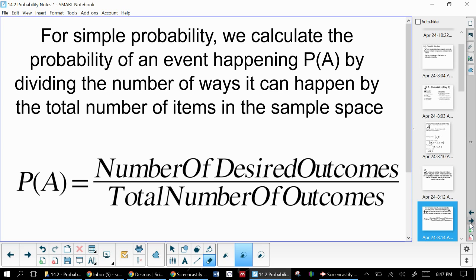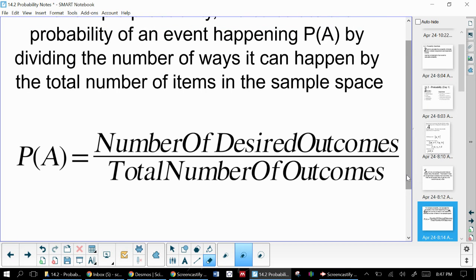Okay, so our first definition here, our first thing we're going to talk about, simple probability. The simplest way to think of probability is that we take the number of ways that what we want to happen can happen and divide it by the total number of things that could possibly happen. And so a way to put that is the number of desired outcomes over the total number of outcomes.